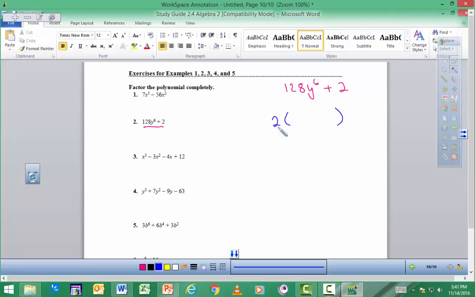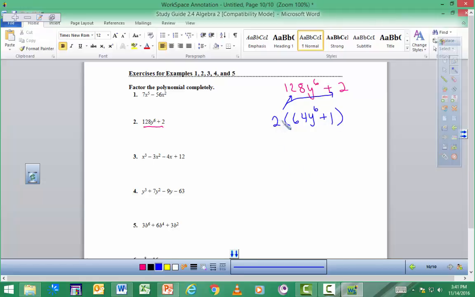We'll call this factoring out a 2. And again, what do I have to multiply by? Let's see. 2 times 64 will give me 128. So I have y to the 6th power. And then looking over here, it looks like I need a 1.